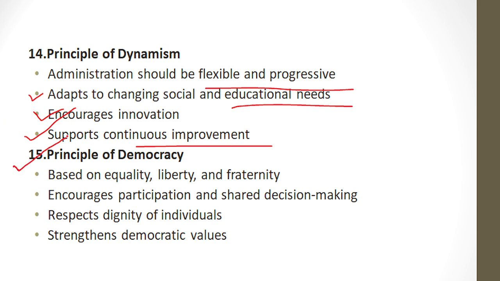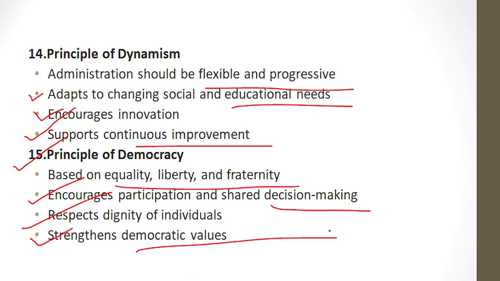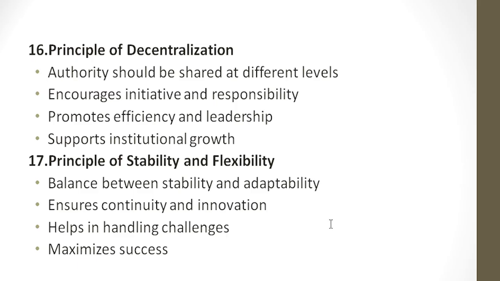Then we have the principle of democracy. We all know that democracy has four pillars: equality, liberty, fraternity and justice. So whatever institution is working, it should be based on these democratic values. It encourages participation and shared decision making, respects the dignity of the individual, and strengthens the democratic value. So whatever an institution is doing, it should be under the guidelines of the constitution and the democracy.